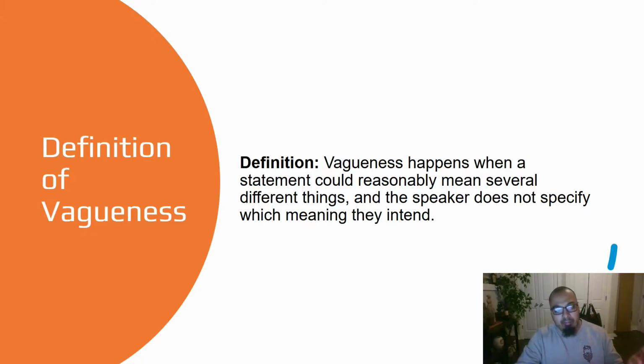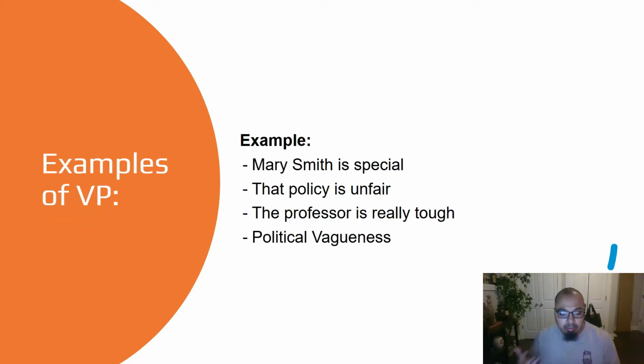So let's dive straight into the examples from the readings. The first one is: Mary Smith is special. The reading gives this example: it's obvious that Mary Smith is special. But the problem here is, what do we mean by the word special? So why is this vague? Well, special can mean emotionally important, intellectually gifted, entitled to privileges, or even mentally disabled. Because the speaker never clarifies what kind of special Mary is, we don't actually know what claim is being made.